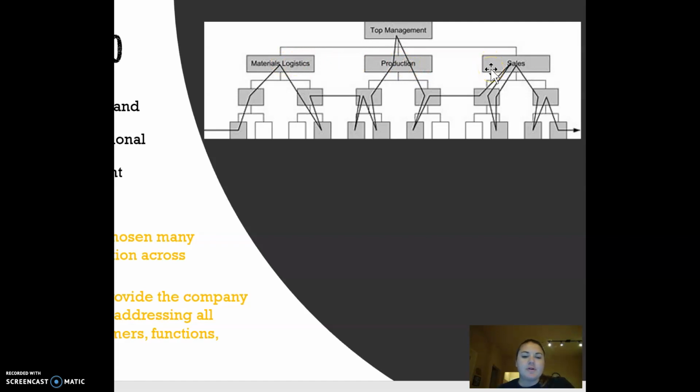No matter what type of structure is chosen, many company activities require coordination across departments. Lateral processes are designed to provide the company with the networks and capability for addressing all these concerns, such as governments, customers, functions, vendors, and products.